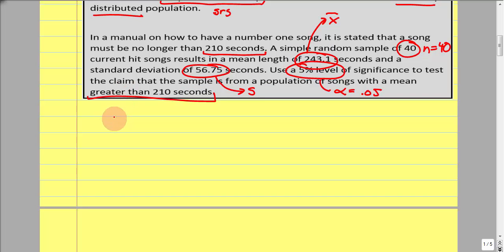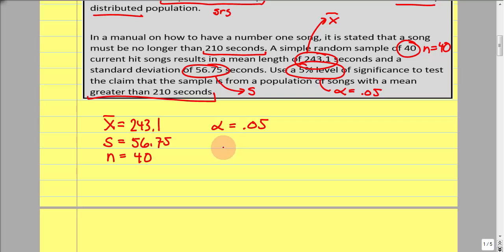So let's summarize what we have. We have x bar is equal to 243.1. We have our sample standard deviation is equal to 56.75. We have our sample size is equal to 40. We have our level of significance as 0.05. And I think we have one other piece of information, this 210 bit. And that 210 is going to go with my null and my alternative hypothesis. So I'll fill that in a minute.